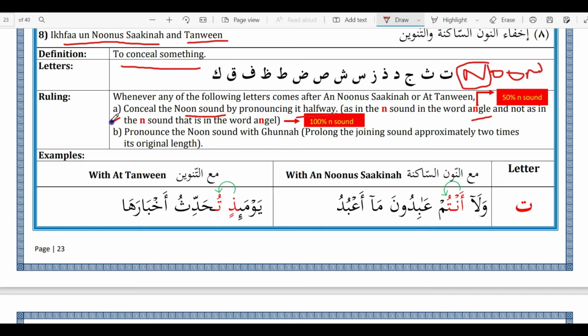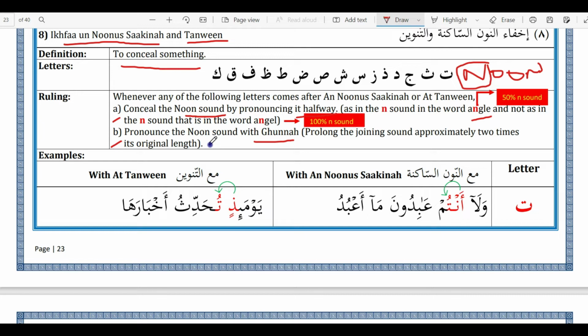So that's the first thing we have to do. We have to conceal the noon sound. How do we do that? We pronounce it halfway. And these were the examples. Number 2, or B, after pronouncing the noon sound halfway, we pronounce it with gunna. And that is the prolonged joining sound approximately 2 times its original length.